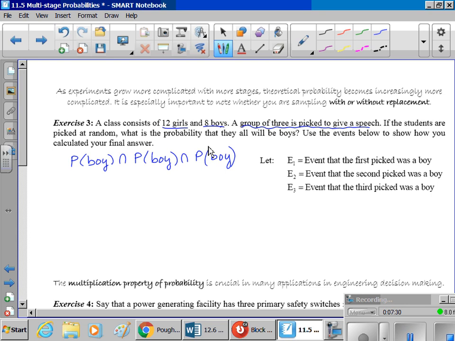So this is going to be, how many boys do we have? We have 8 boys out of 20. But the same boy can't give the same speech. So now we only have 7 boys, but we only have 19 to choose from. And for the last boy, we have 6 boys left out of 18 in the class. So this is going to turn out to be 14, I'll do the math for you, over 285, which is approximately 0.05.